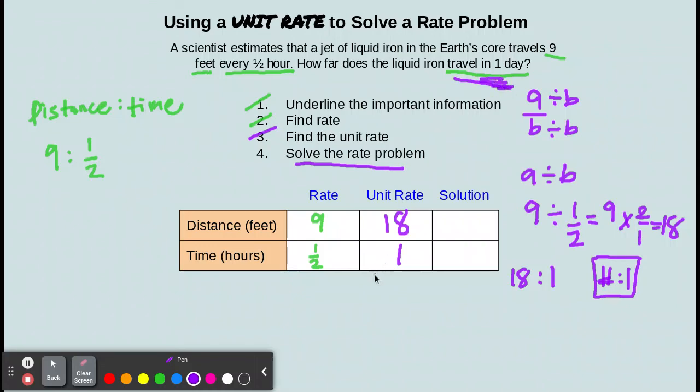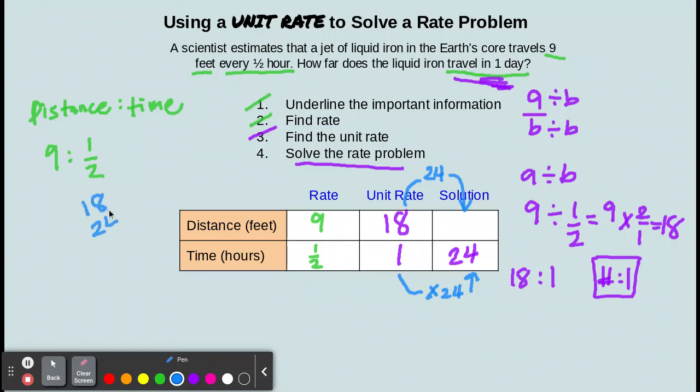So how many hours in 1 day? 24. All right, so then to find this, using our ratio table, 1 times what gives you 24? Well, 1 times 24 gives you 24. So now our solution will be 18 times 24. That gives us this number here.